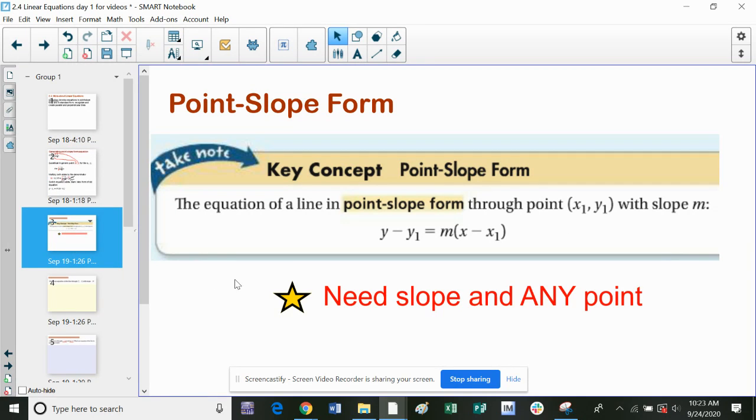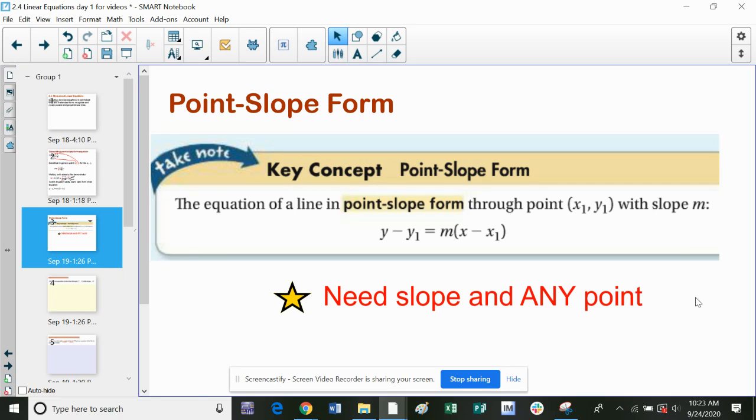Now, making this cleaner and prettier for your notes, point-slope form looks like this. So y minus y1, which is the y value of a point on the line, equals m times the quantity x minus x1, and the x1 is the x-coordinate of the point on the line. So with any slope and any point, you can write an equation.